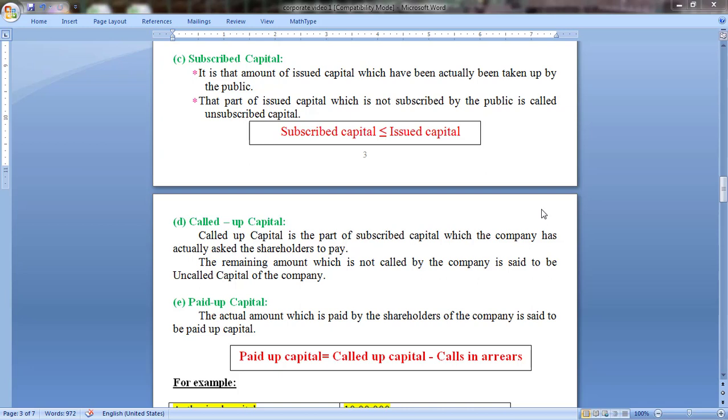The final one is paid up capital. The amount which is actually paid by the shareholders for the shares taken by them is called paid up capital. The amount which is not paid up is called calls in arrears or unpaid capital.